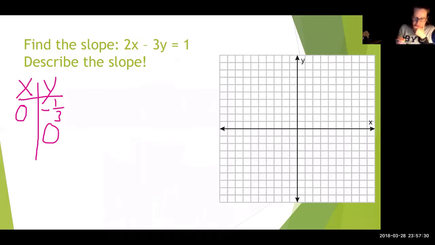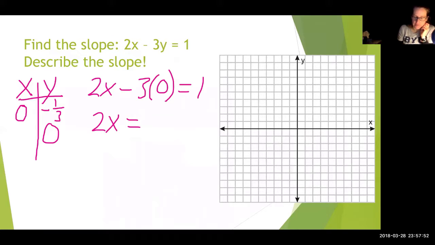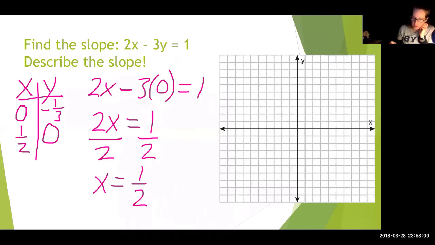There we go. Now I'm going to put in 0 for x. Nope, 0 for y. We already did 0 for x. 2x minus 3 times 0 is equal to 1. That 3 times 0 becomes minus 0. So 2x minus 0 is just 2x. Divide both sides by 2, and you have x is equal to 1/2. So x is 1/2 when y is 0.